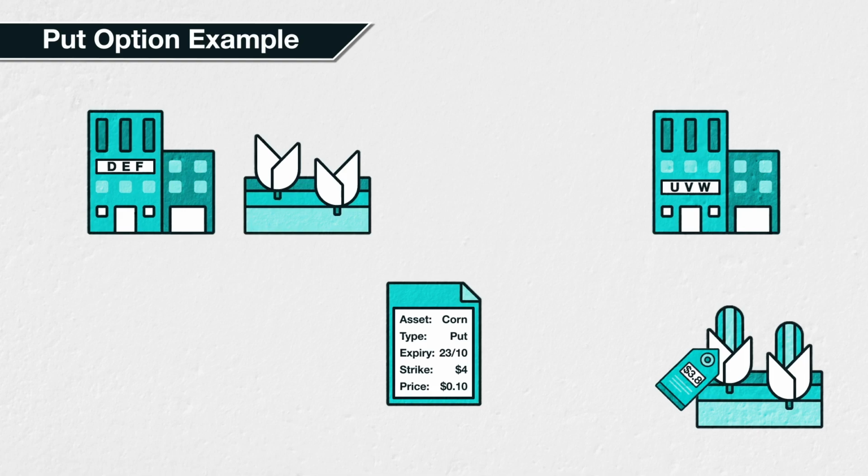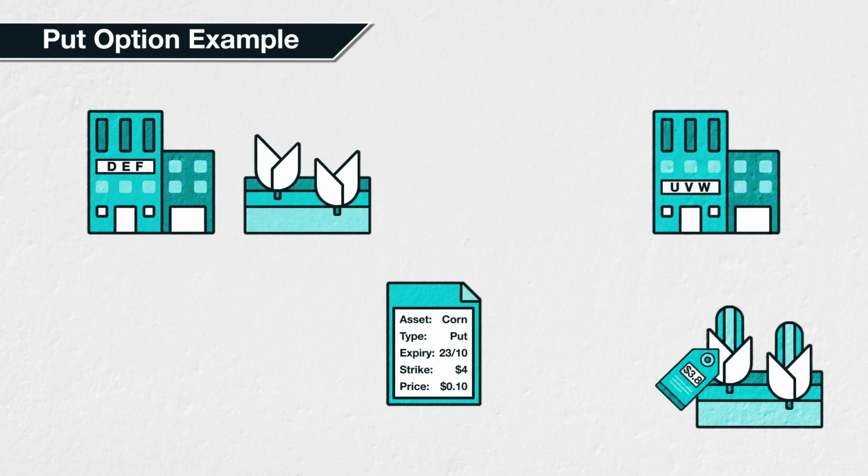You may be wondering what's in it for UVW. Well, in exchange for this valuable agreement, DEF will pay a fee or premium to UVW. The fee could be something like 10 cents per bushel. This 10 cents fee per bushel is kept by UVW no matter what happens. So even if the price of corn remains higher than $4 in October, meaning DEF does not need to use the agreement to sell at $4, UVW will still get to keep their fee of 10 cents per bushel.